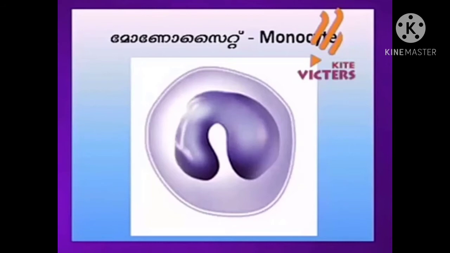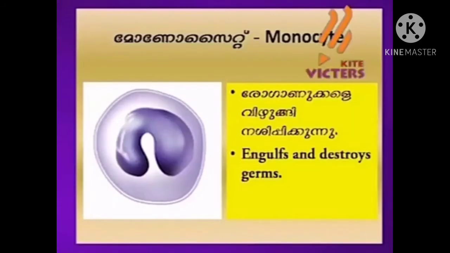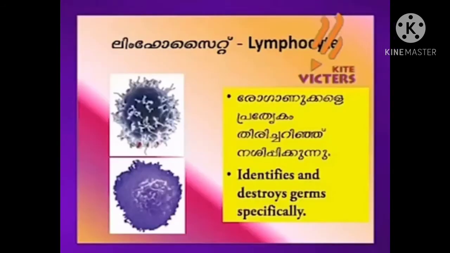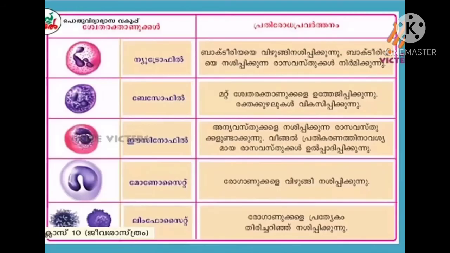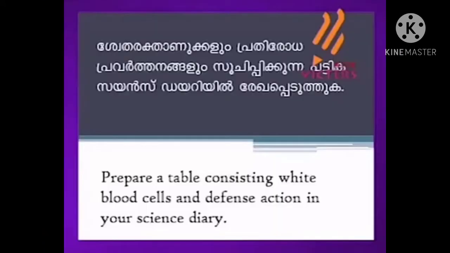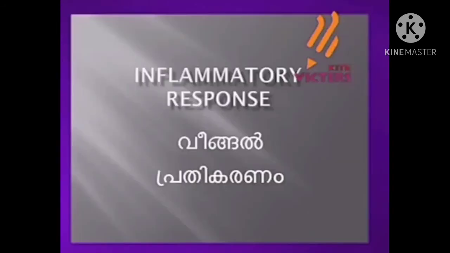The next one is monocyte. They also engulf and destroy germs. The lymphocytes are of two types, B lymphocytes and T lymphocytes. They identify and destroy germs specifically. This summarizes the defense action of 5 types of white blood cells. You can write down this table in your science diary.